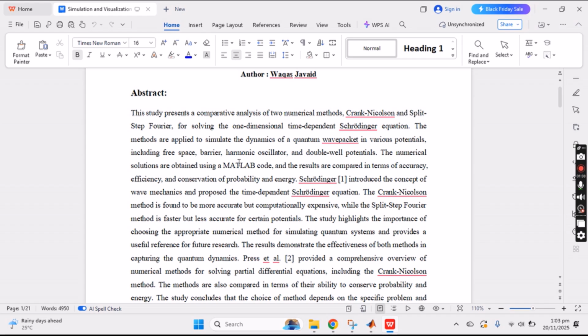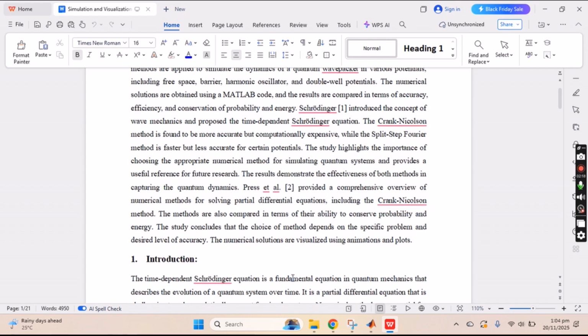In this study, the Crank-Nicolson method is found to be more accurate but computationally expensive, while the Split-Step Fourier method is faster but less accurate for certain potentials. The study highlights the importance of choosing appropriate numerical methods for simulating quantum systems and provides a useful reference for future research as well.